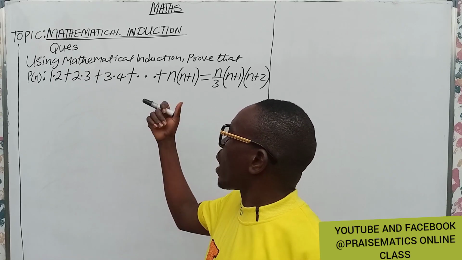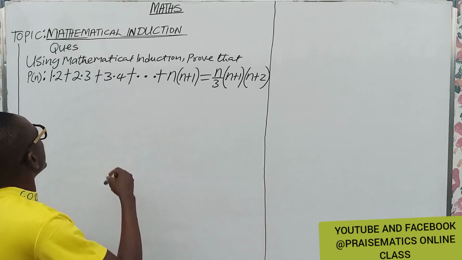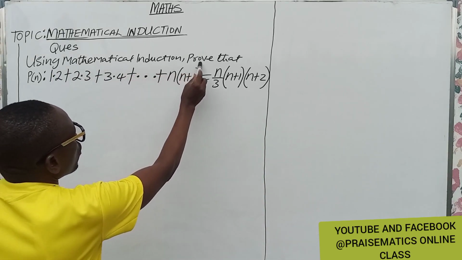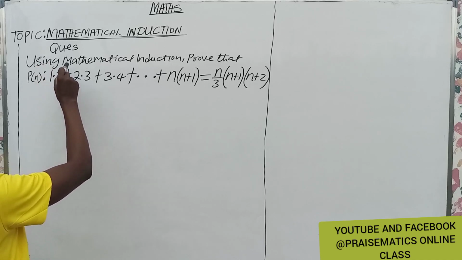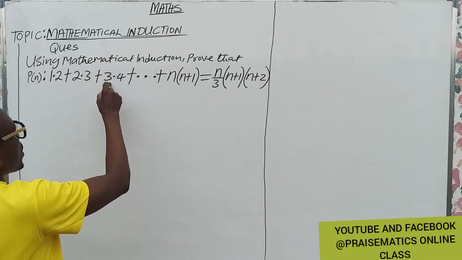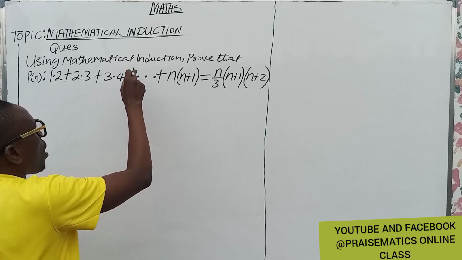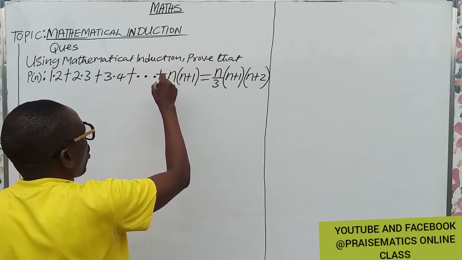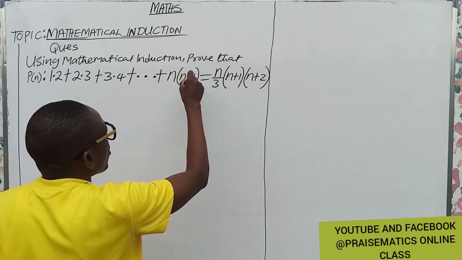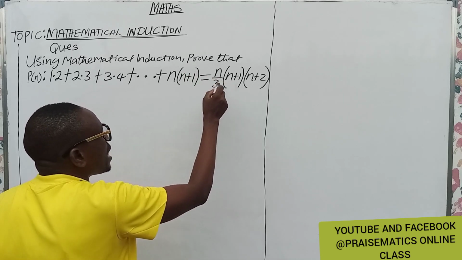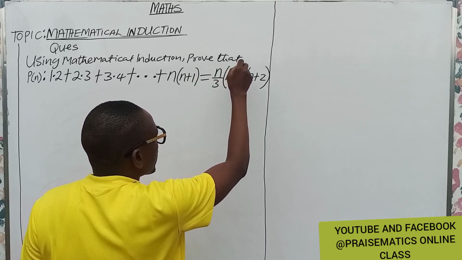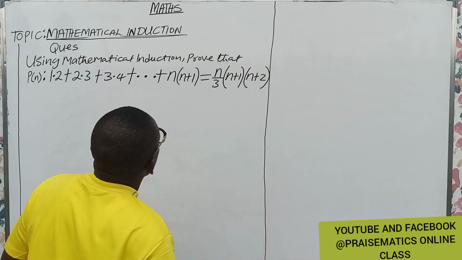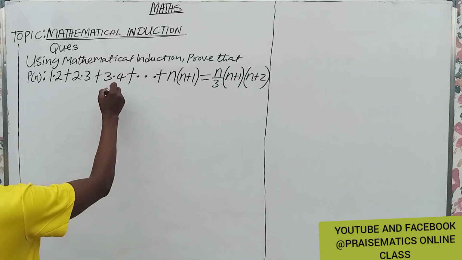But today we are going to look at the problem on the board that says, using mathematical induction, prove that P of n such that 1 times 2 plus 2 times 3 plus 3 times 4 plus ... plus n times (n plus 1) is equal to n over 3 times (n plus 1) times (n plus 2). Okay, now let's go. Solution.